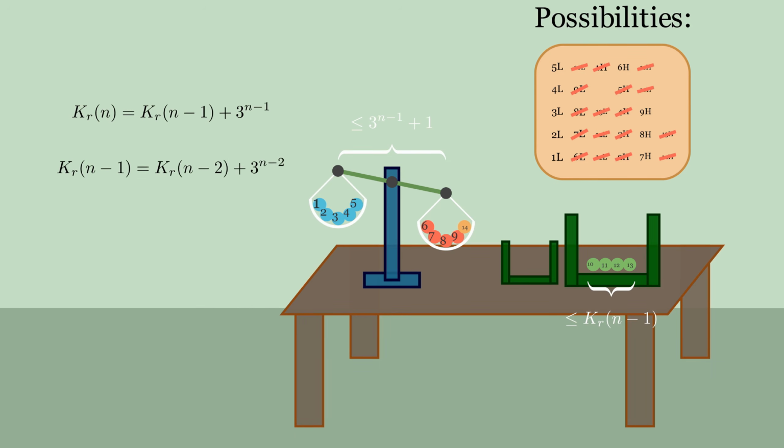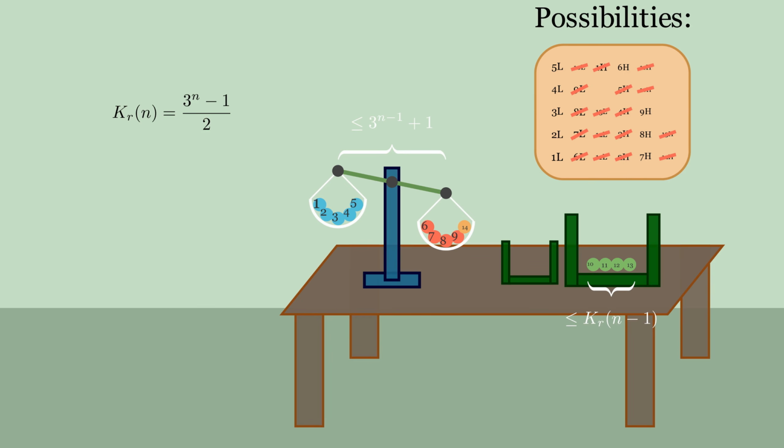We can unravel the recursion until we're left with this sum plus kr of 0. With no weighings at all, it's impossible to determine whether even one coin is heavy or light. So kr0 must equal 0, leaving us just with the sum. This is a geometric sum that has a closed formula.